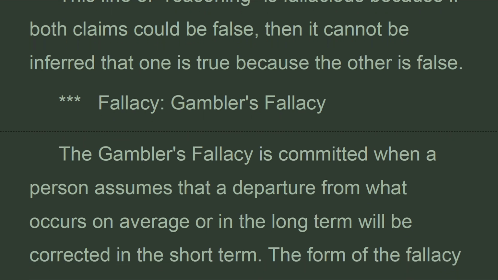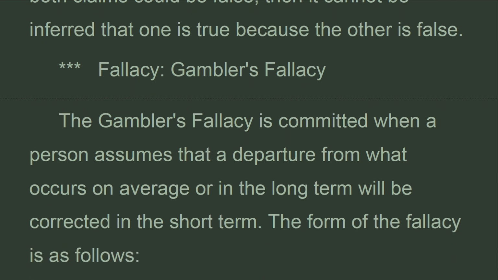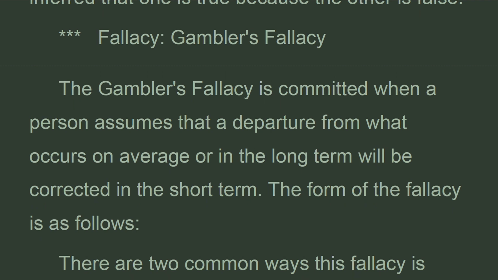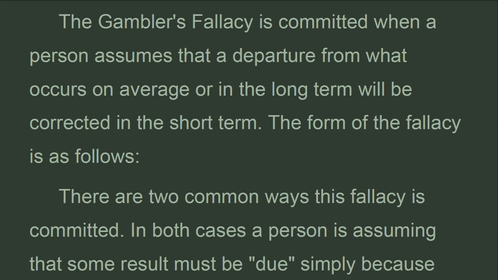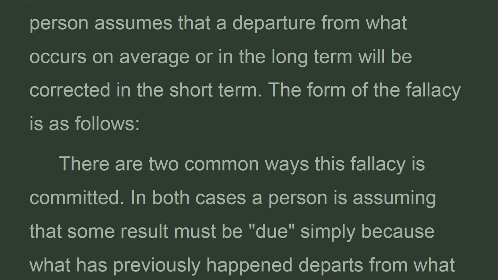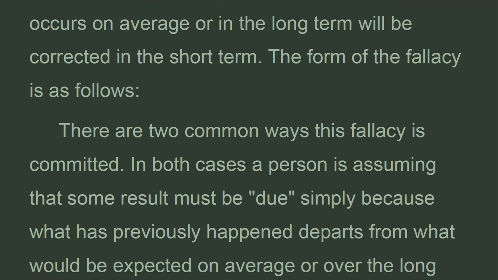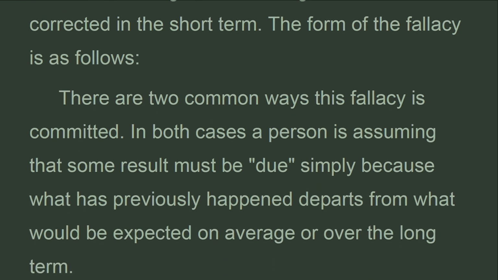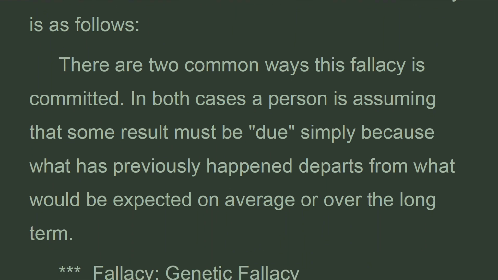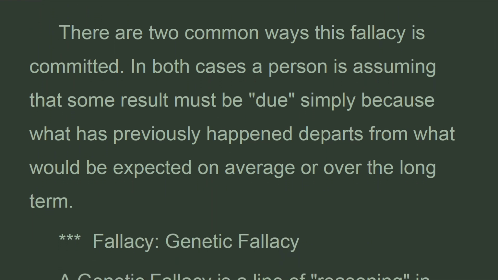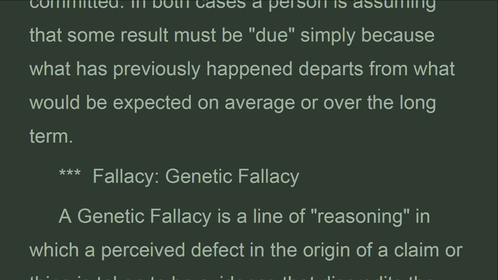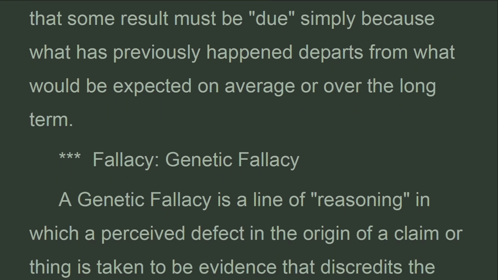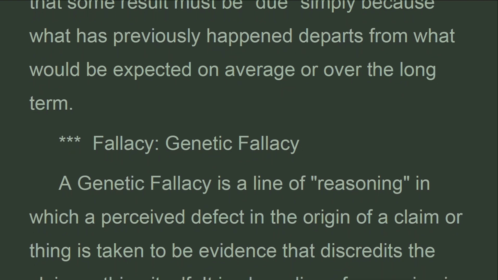Fallacy: Gambler's fallacy. The gambler's fallacy is committed when a person assumes that a departure from what occurs on average or in the long term will be corrected in the short term. The form of the fallacy is as follows. There are two common ways this fallacy is committed. In both cases, a person is assuming that some result must be due simply because what has previously happened departs from what would be expected on average or over the long term.